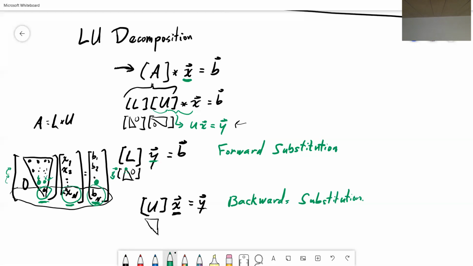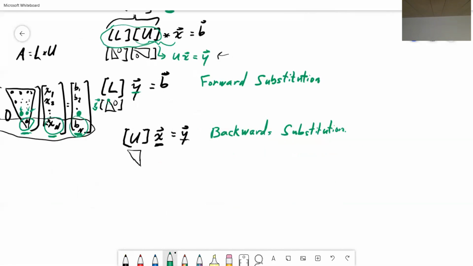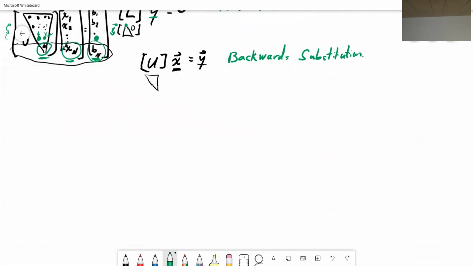All right. So these two stages, these two algorithms are really, really simple. The difficult part is how we actually get these two matrices, L and U. So let's look into that. So we know that A is equal to L times U.